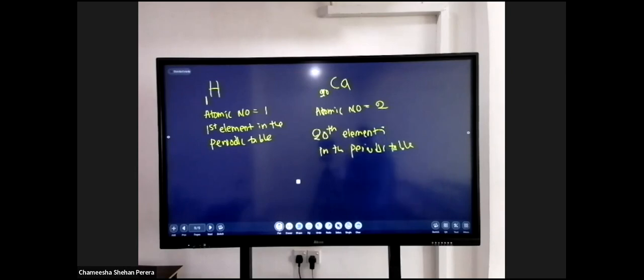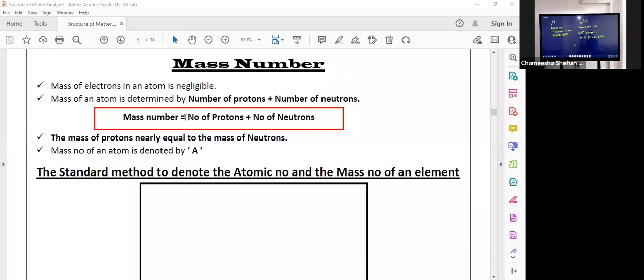Okay, the next one, we have to talk about the mass number. When you talk about the mass number, if you can remember the subatomic particles present in an atom, there are 3: protons, electrons, and neutrons. Out of all those 3 subatomic particles, if you can remember, the electrons had a negligible mass. So we consider them to not have a mass actually. That means we consider that they have no capability of contributing mass to the atom.